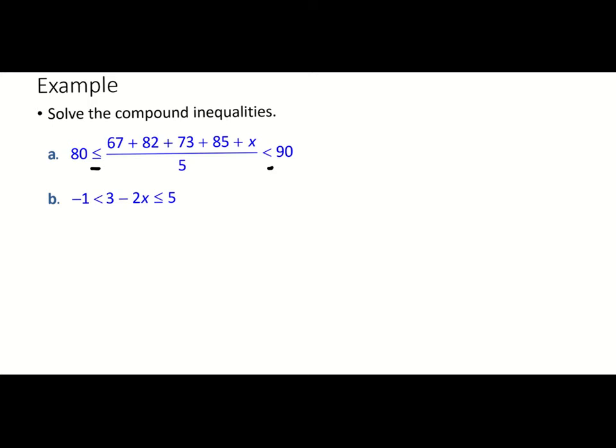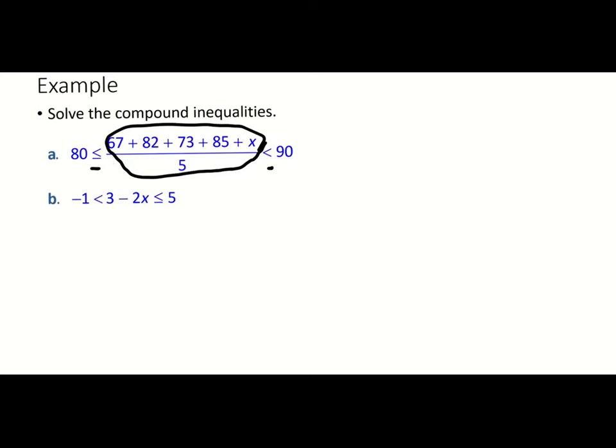I usually solve it as one problem. I just create an "and" and I solve both sides at the same time. You can do it separately if you want. Now, the first thing we need to do to solve this one is simplify this middle part. It looks crazy right now, but really, we can add 67, 82, 73, and 85 together to simplify it.